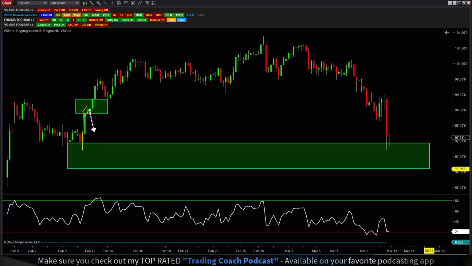So that's a good sign. The negative is that it's a fairly large level of structure support going all the way back down to about 96.5s, which is about 100 pips more than what we're trading at right now. So it's a very large zone.